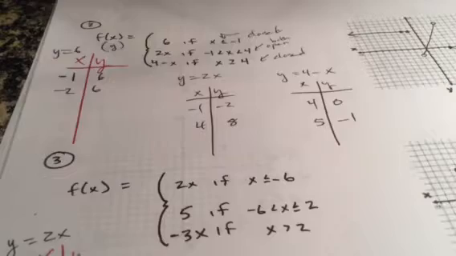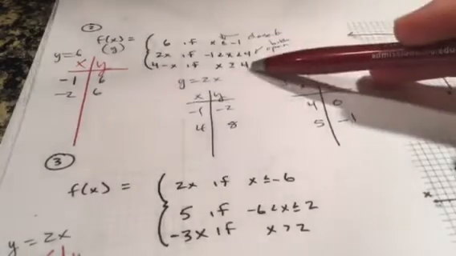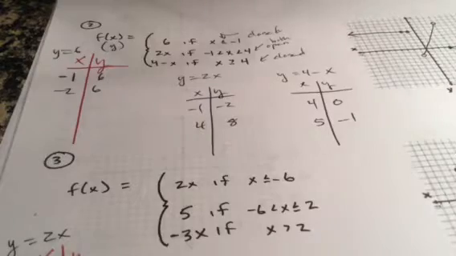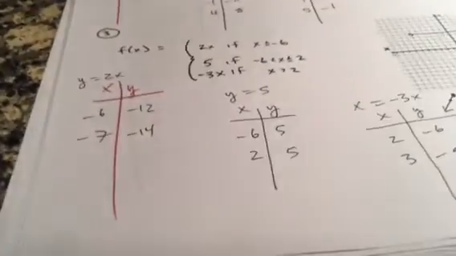4 minus x is the next one. x greater than or equal to 4, so I'm going to use 4 and I'm going to use 5. I'm going to plug 4 in, and then 5 in. I'm going to get 0 and -1. I'm going to graph that. All right. Again, it's going to take a little bit of time to get the hang of these.